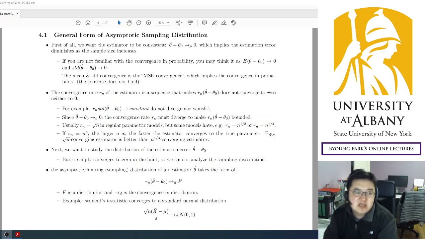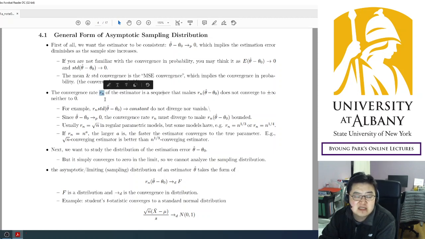So suppose that there is a consistent estimator. Consistency is the bare minimum. And then the second thing we need to consider here is, it converges to zero, which is good, but how fast does it converge to zero? Then there we need to think about the convergence rate. Convergence rate, I will denote it as Rn.